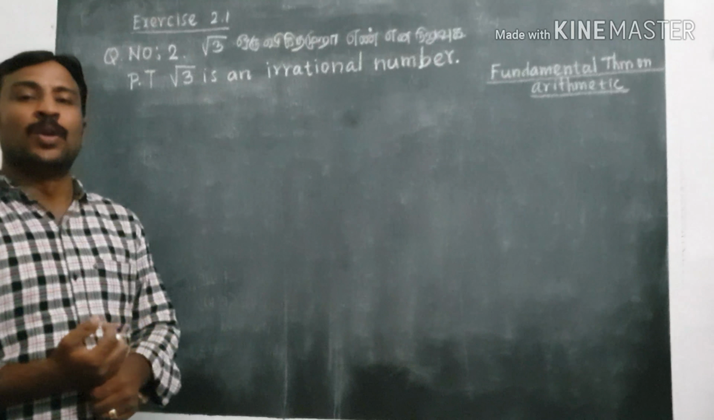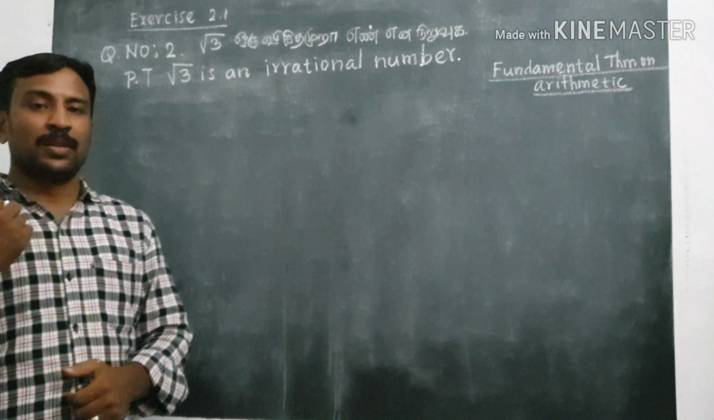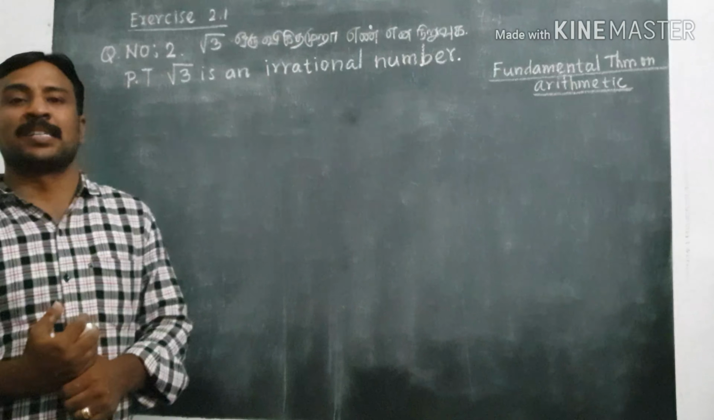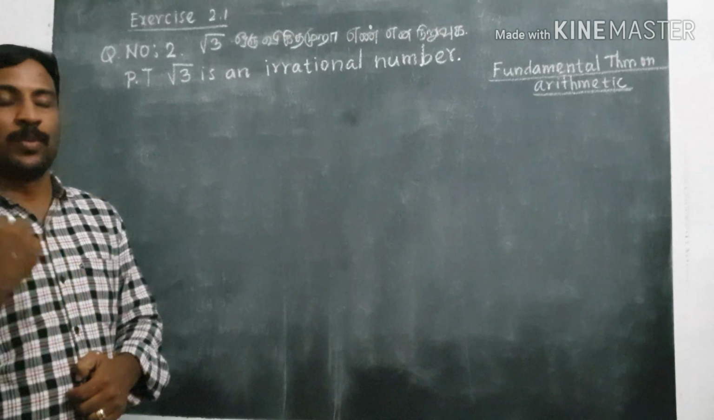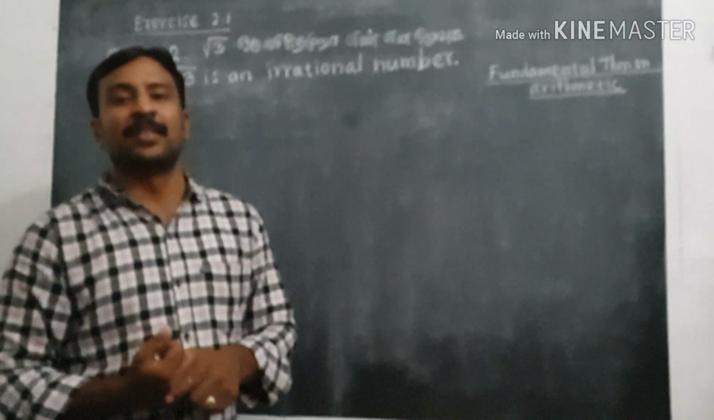Prove that root 3 is an irrational number. We are to prove this by the method of contradiction. Before proving this, we have to know the fundamental theorem of arithmetic.